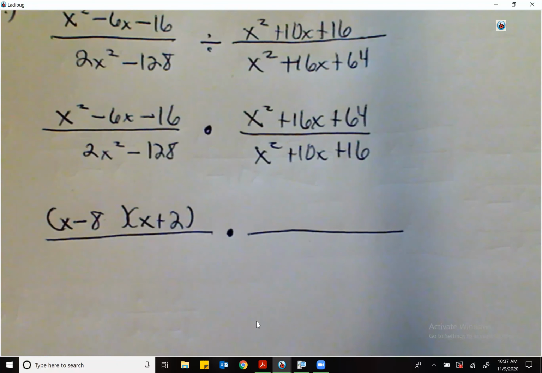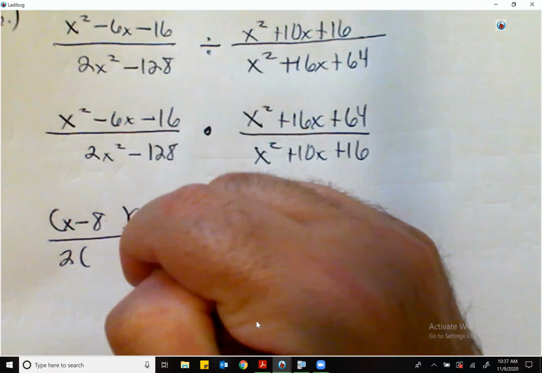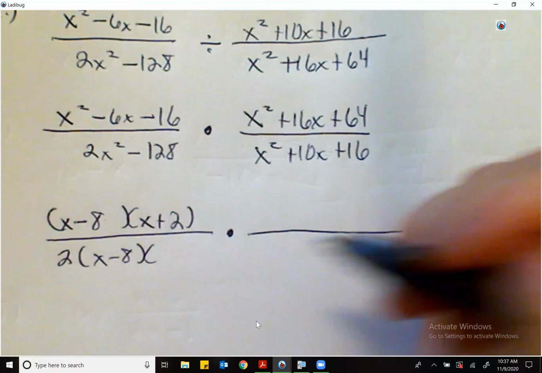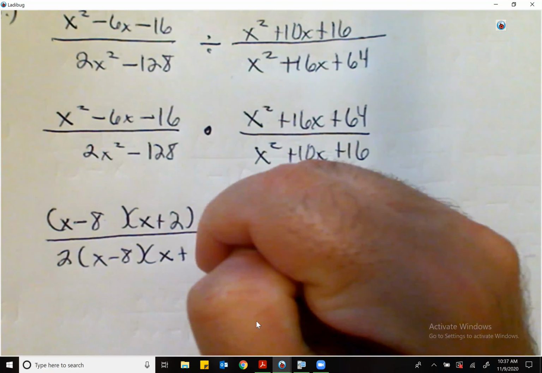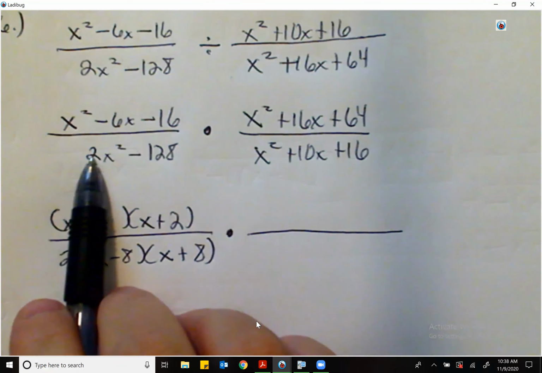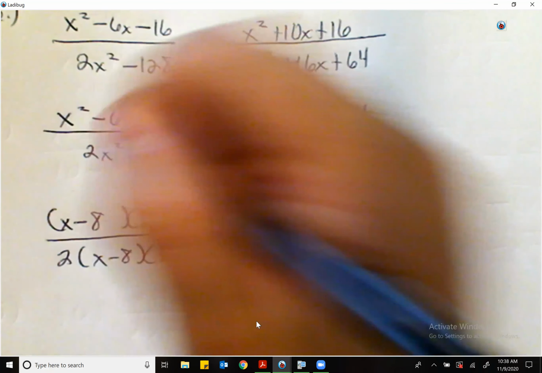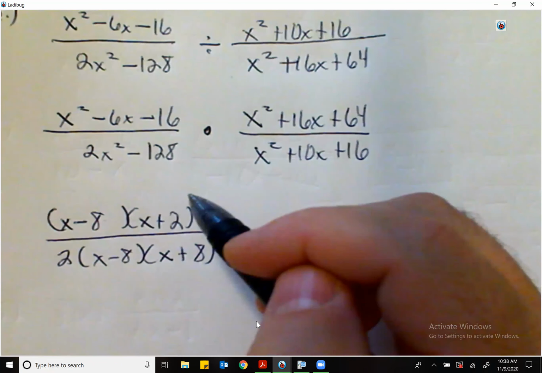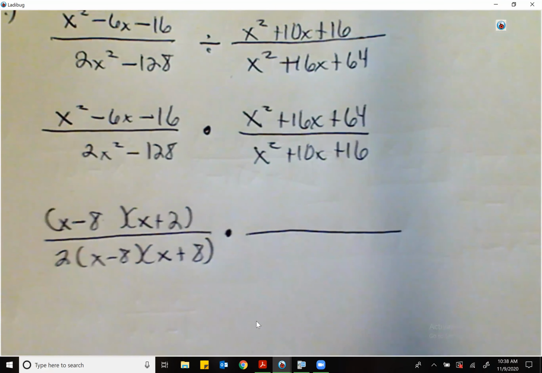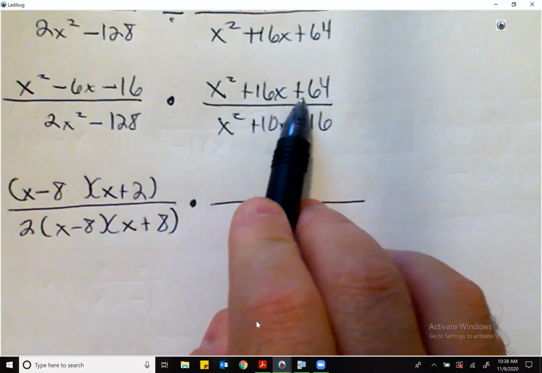Two parentheses, (x minus 8), bracket, x plus 8 again. There you go. You have to pull a GCF of 2 out, and then it becomes a difference of squares, x squared minus 64, which factors into (x minus 8)(x plus 8). Perfect. How does x squared plus 16x plus 64 factor?